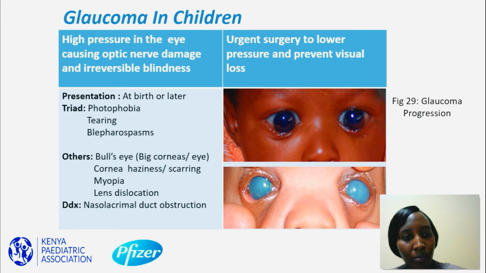But in nasolacrimal duct obstruction, the child is fairly comfortable. Apart from the tearing, the child is very comfortable. There is no photophobia, and the size of the eye is within the normal for age, as opposed to glaucoma where the cornea and the eye may be big.